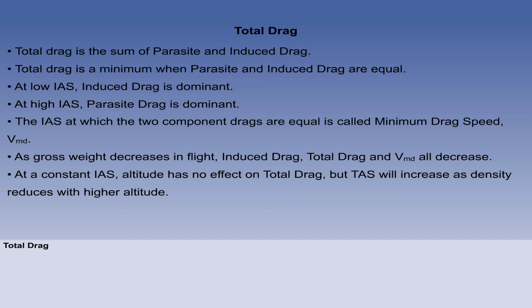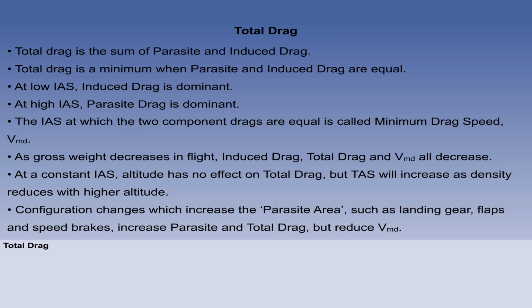At a constant IAS, altitude has no effect on total drag, but TAS will increase as density reduces with higher altitude. Configuration changes, which increase the parasite area, such as landing gear, flaps and speed brakes, increase parasite and total drag, but reduce VMD.